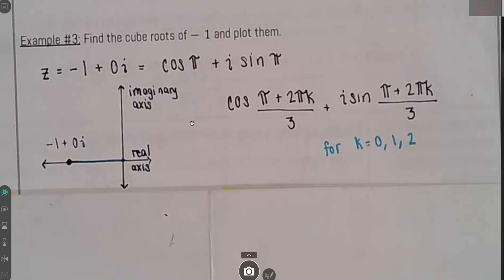If you do this, you're going to find that -1 is one of these. I think it's the middle one. How did I find the angle? Well, where is -1 and 0i? It's right here, right? And what angle is that?